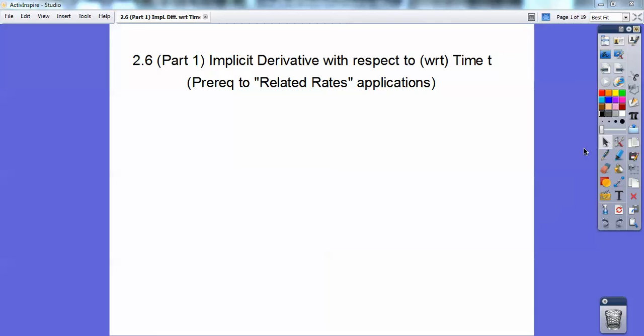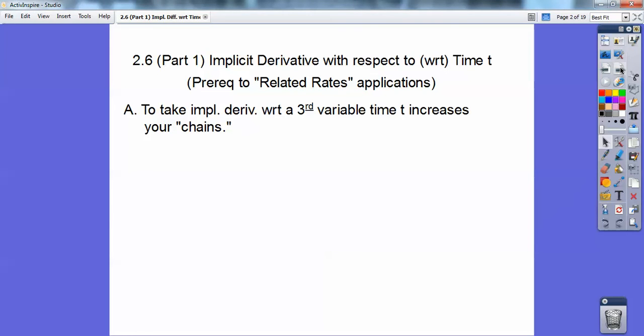This calculus lesson is implicit differentiation with respect to time, WRT, and it's a prerequisite to our word problems, our related rate word problems. So it's the same stuff, you guys. When you take implicit differentiation with respect to a third variable, time, it's going to increase your chains.